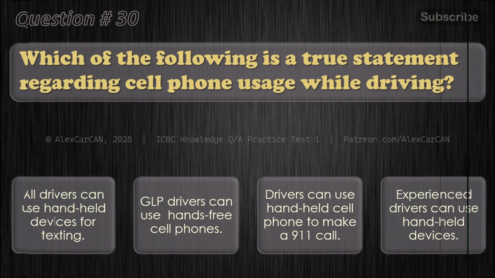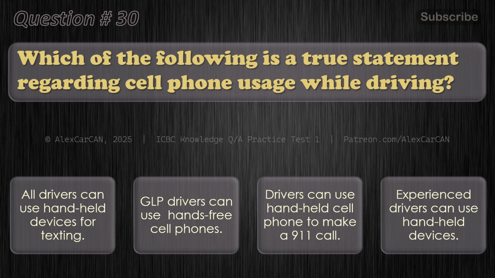Question number 30. Which of the following is a true statement regarding cell phone usage while driving? All drivers can use handheld devices for texting. GLP drivers can use hands-free cell phones. Drivers can use handheld cell phone to make a 911 call. Experienced drivers can use handheld devices. The correct answer is drivers can use handheld cell phone to make a 911 call.